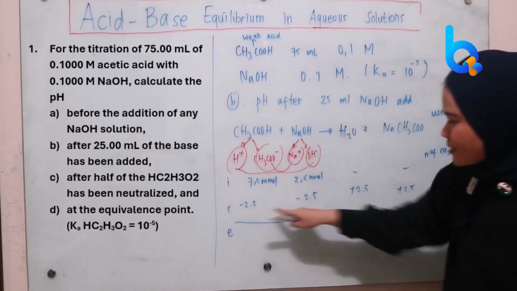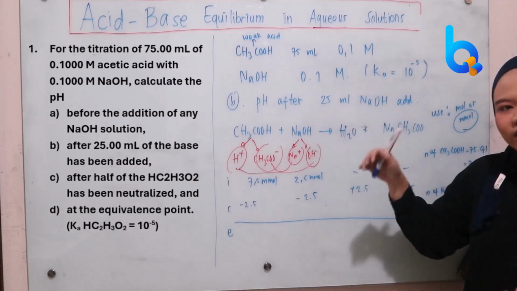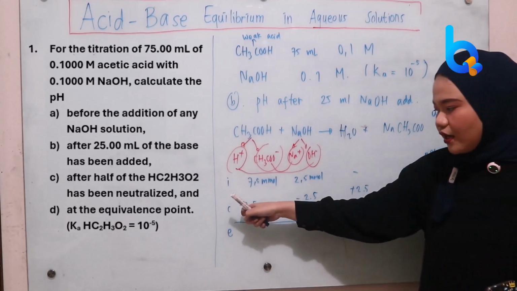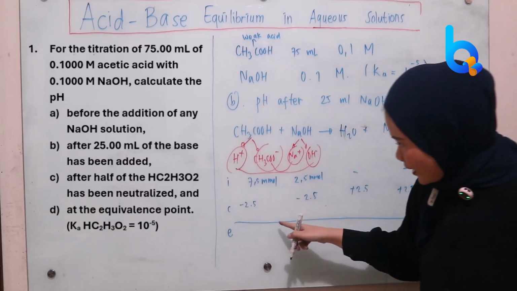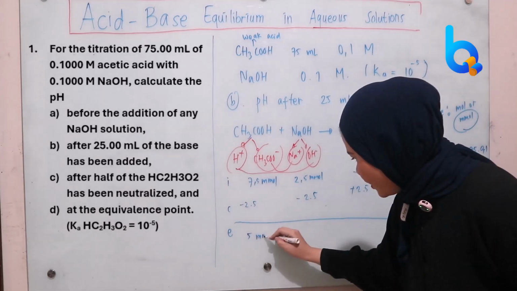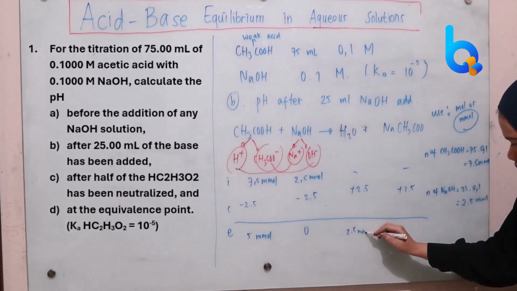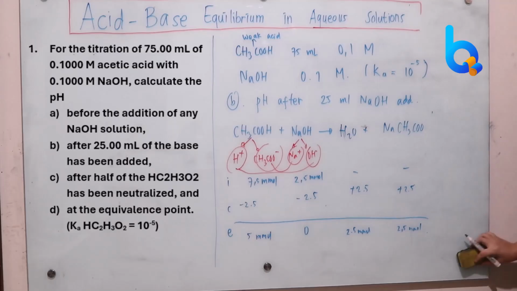Why is this minus and why is this plus? Because in the reaction, the reactant always decreases and the product always increases. So that is why these are minus, and these are plus. After all, we calculate this and get 5 millimole, 0, 5 millimole, 5 millimole. Okay, I want to make it clear. Okay, this is the point.